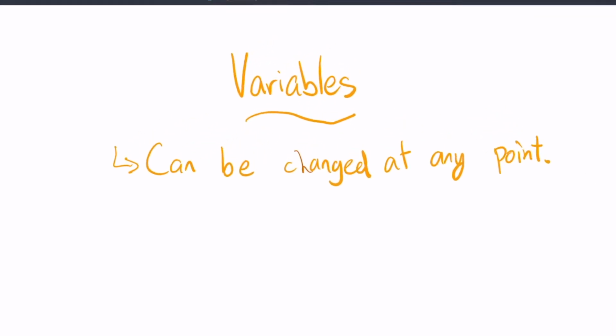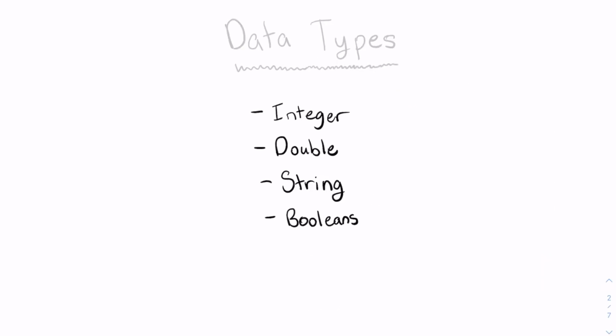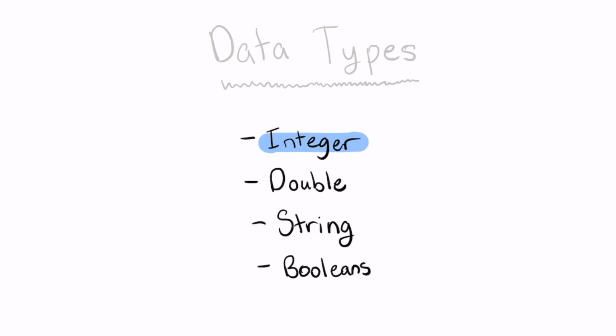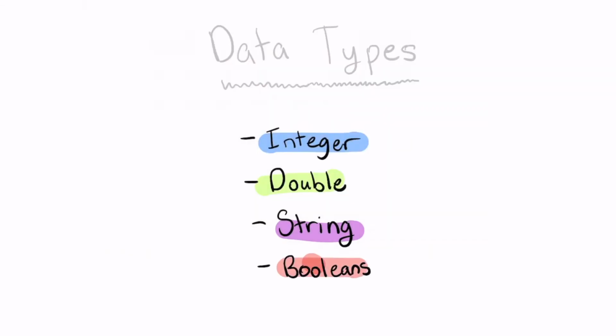Today, we will be talking about variables and data types. A variable is something that is stored in memory and can be changed at any point. There are many different types of variables, which are known as data types. There are 4 major ones that we're going to be talking about today. The first one is integer. The next one is a double. Next is a string. And then finally, we will be talking about booleans.